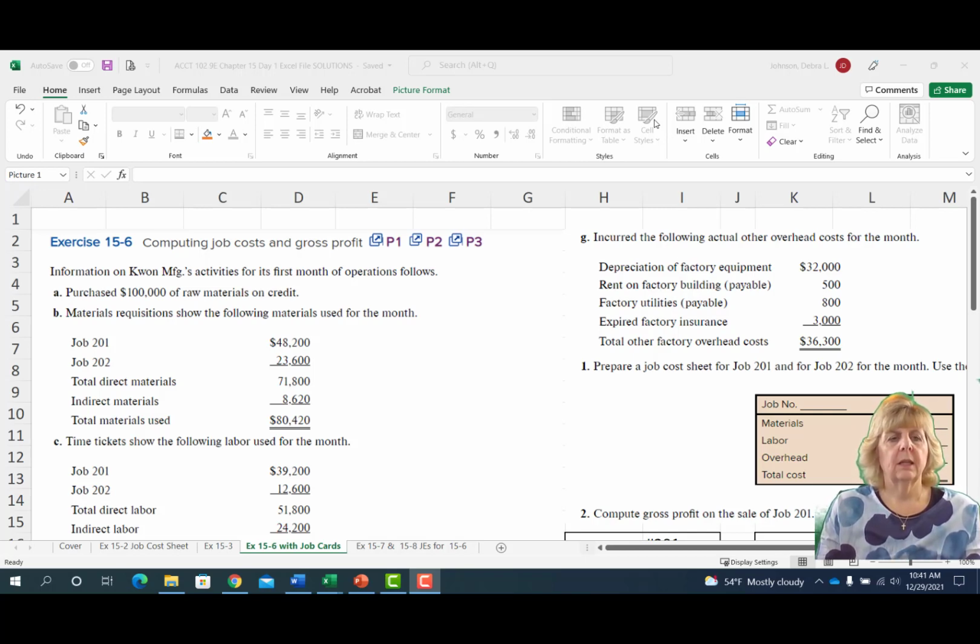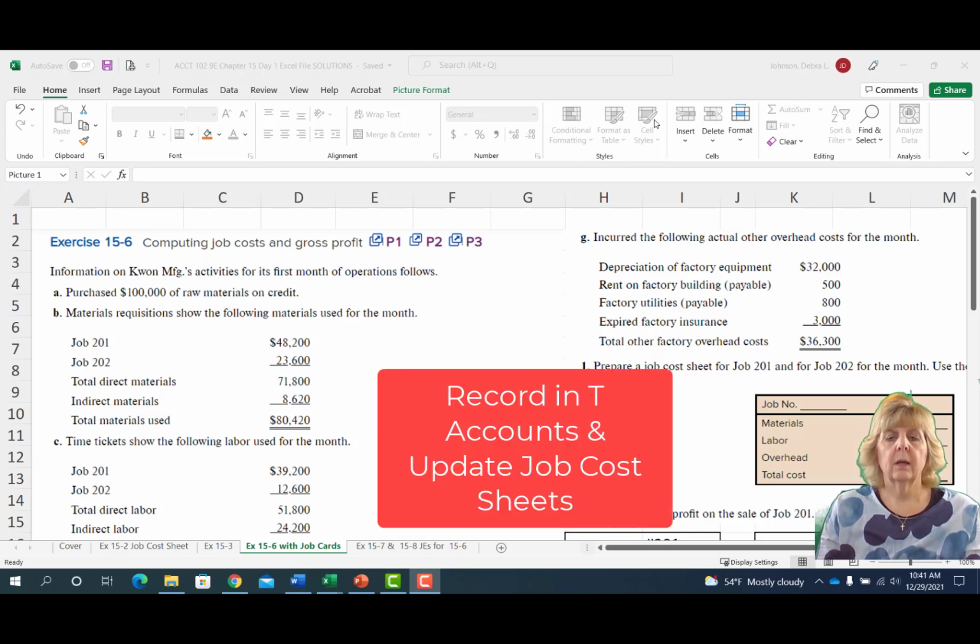I'm going to read the first 3 letters with you, and then we will do 2 things. We'll record them in T accounts as well as update the job cost sheets. So this will ensure that you have a good understanding about how the costs move through the accounting system using a job order costing environment.